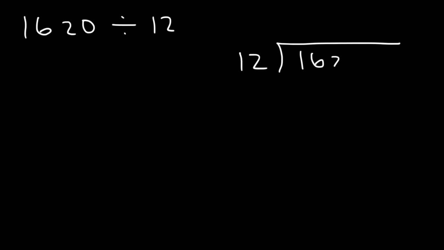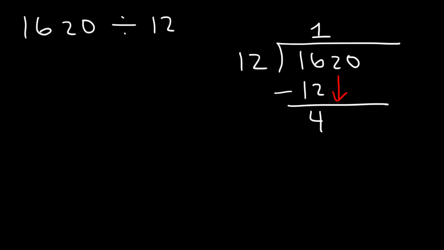Now let's say we want to divide a large number by a two-digit number. What can we do in this example? Go ahead and try this example. So 12 goes into 16 one time. 12 times 1 is 12, and 16 minus 12 is 4. Now let's bring down the 2.